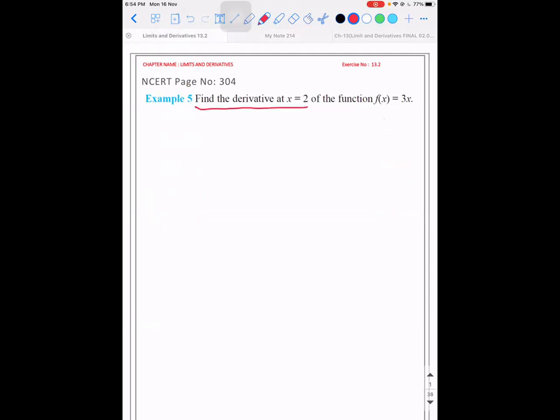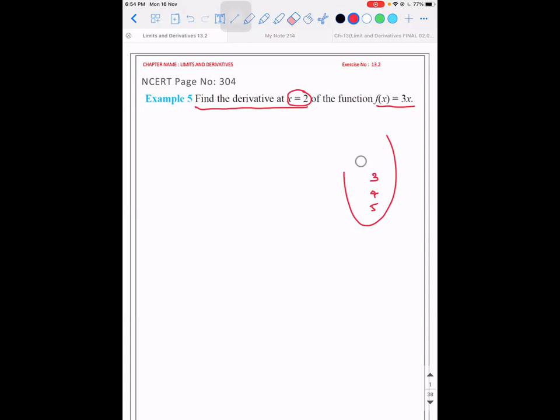Find the derivative at x equal to 2 for the function f of x equal to 3x. See, if this question comes for 1 mark, directly differentiate it. If the question comes for 3 marks, by the way, I hope you have seen the papers, right? Did you guys go through your sample paper? You have 1 mark, 2 marks, 3 marks, a case-based study, and 5 marks. Now the 6 marks are gone. That's how they've changed this year.